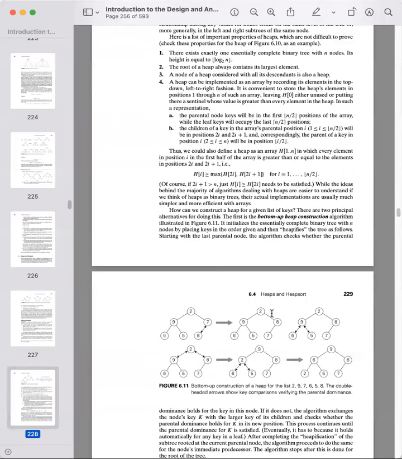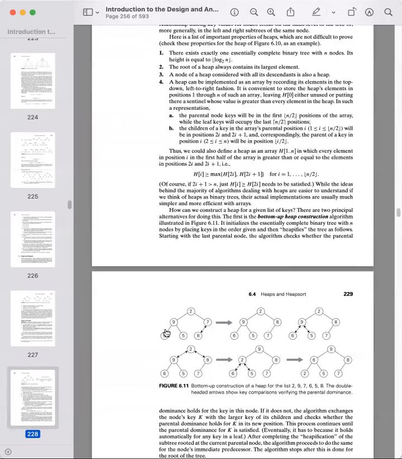So in this case, we have the list 2, we're going to put a 9 and a 7, a 6, a 5, and an 8. We don't care about anything, okay? We're then going to go through and start checking those parental dominance things. So we start on the right here, we look at the 8 and the 7. Well, the 8's bigger, we got to switch them.